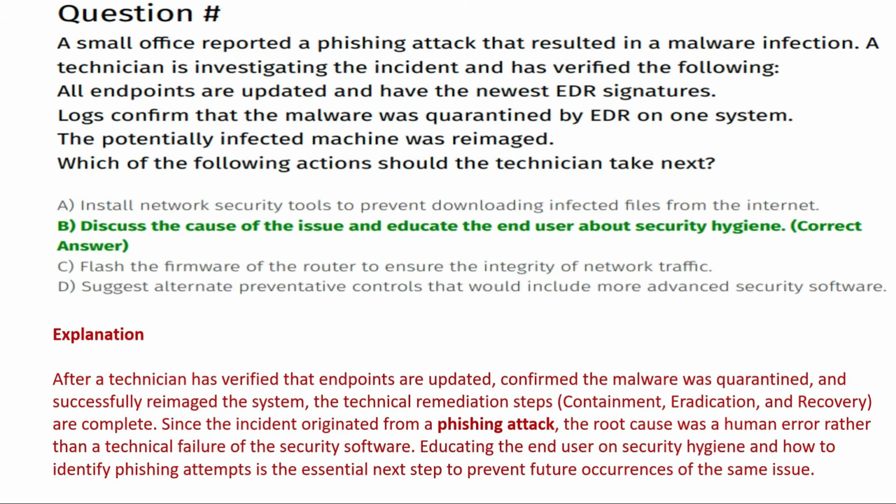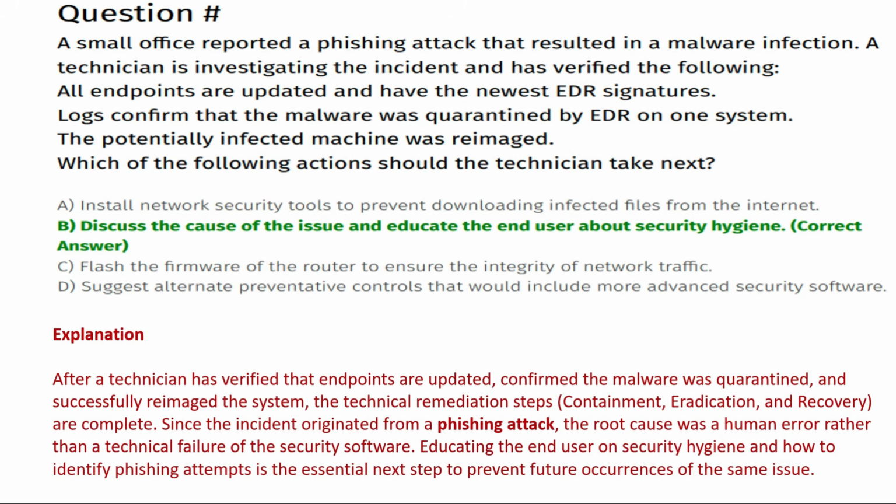The next question is, a small office reported a phishing attack that resulted in a malware infection. A technician is investigating the incident and has verified the following. All endpoints are updated and have the newest EDR signatures. Logs confirm that the malware was quarantined by EDR on one system. The potentially infected machine was re-imaged. So which of the following actions should the technician take first?